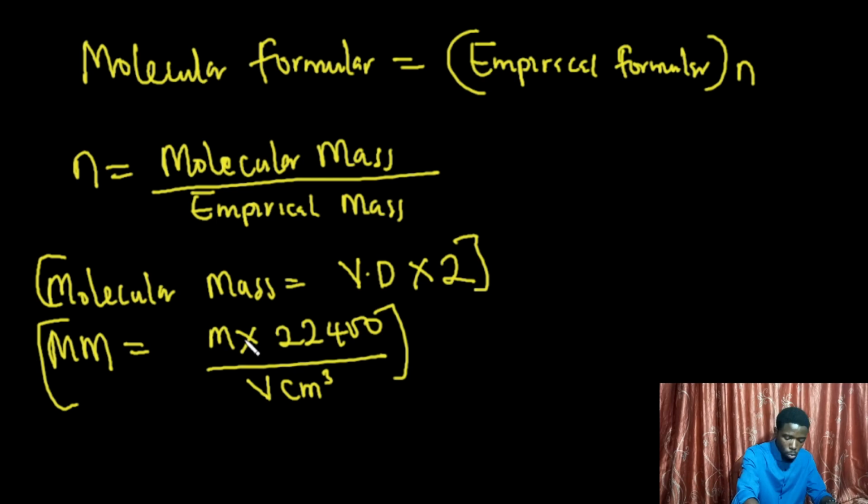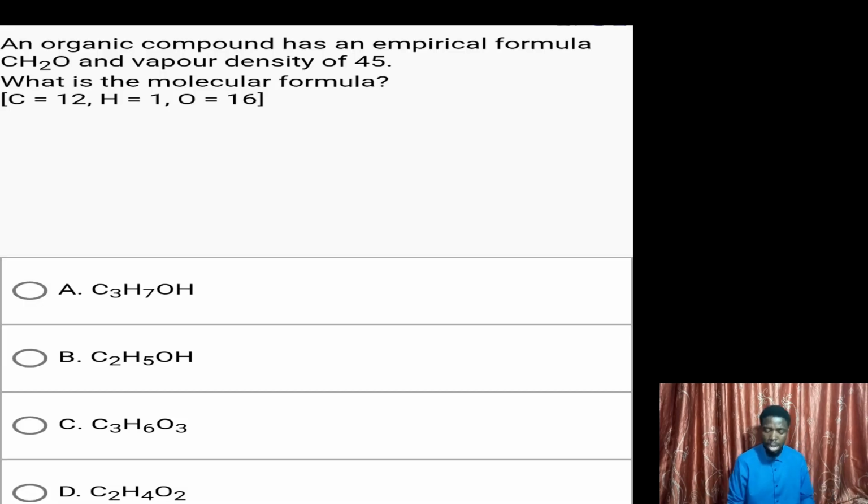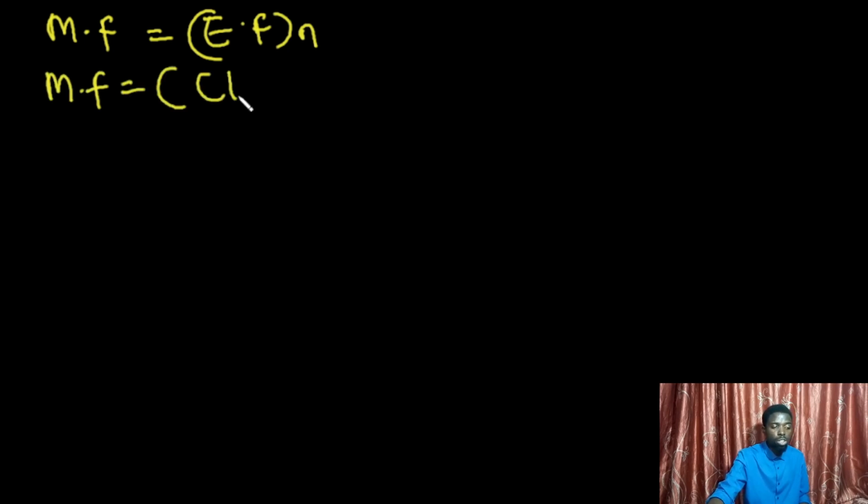Okay, the first question we are going to be looking at is quite simple. It simply states that an organic compound has the empirical formula CH2O and its vapor density is 45. What is the molecular formula? Very simple, right? Good. Now, the first thing we noted is that molecular formula is equals empirical formula multiplied by the value of n. So in this case, our molecular formula is equals CH2O multiplied by n.